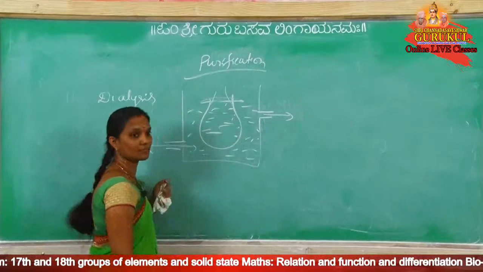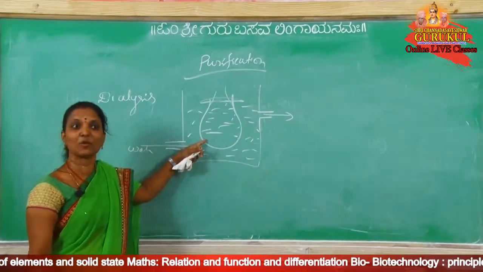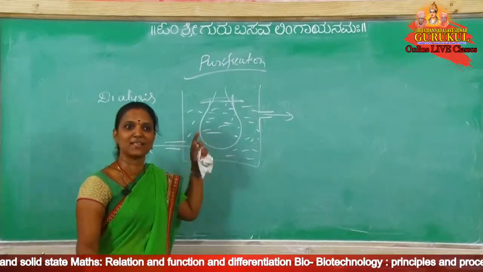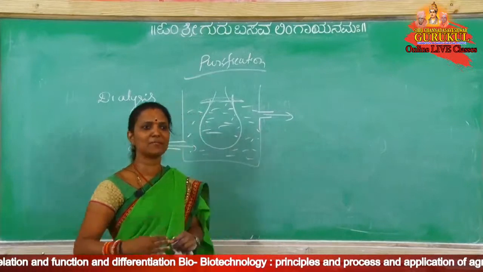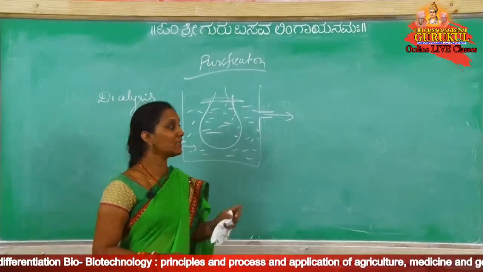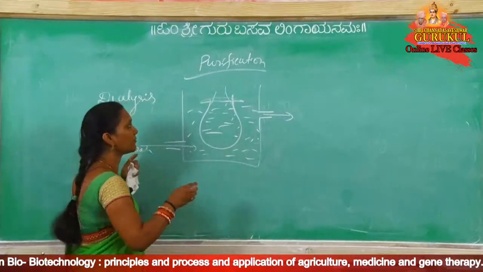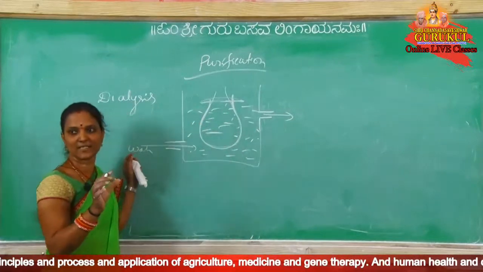Now what happens? This is a semi-permeable membrane. It is not like osmosis; there is a slight difference. Osmosis means only solvent moves out through the semipermeable membrane. Here, in dialysis, we use a semipermeable membrane whose pore size is very small.